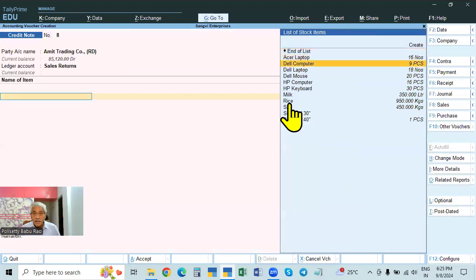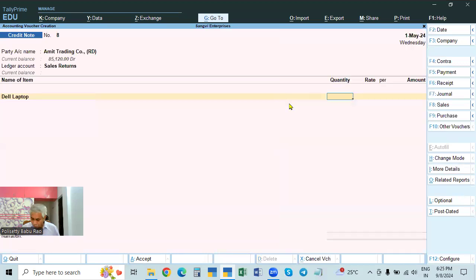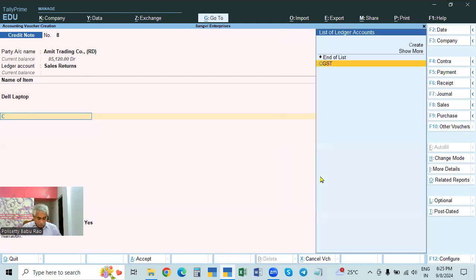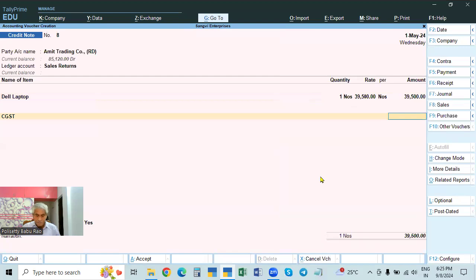We will take the Dell laptop, one item. The price at which we sold, that is returned, is 39,500. And here R means regular, so our state.